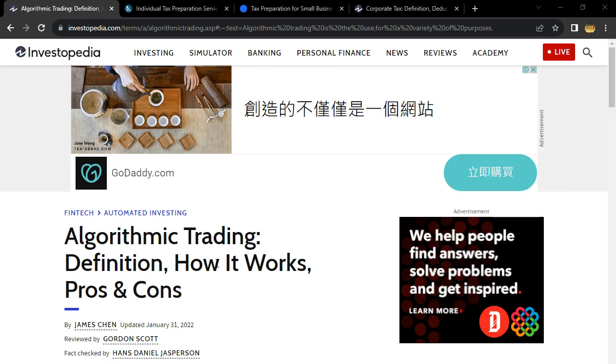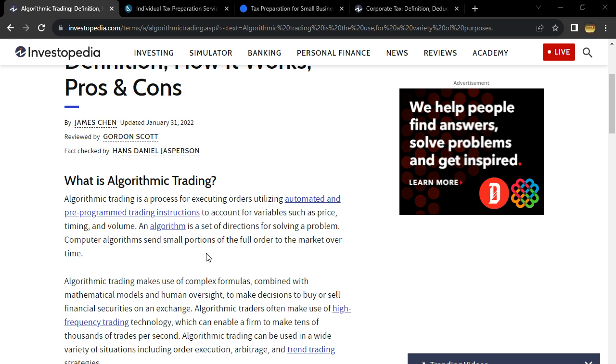What is algorithmic trading? Algorithmic trading is a process for executing orders utilizing automated and pre-programmed trading instructions to account for variables such as price, timing, and volume. An algorithm is a set of directions for solving a problem. Computer algorithms send small portions of the full order to the market over time. Algorithmic trading makes use of complex formulas combined with mathematical models and human oversight to make decisions to buy or sell financial securities on an exchange.